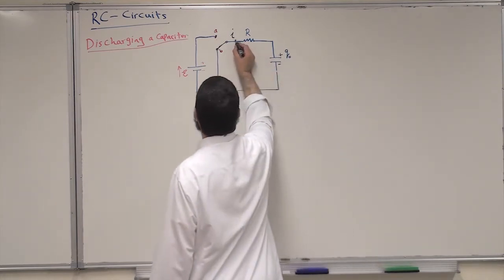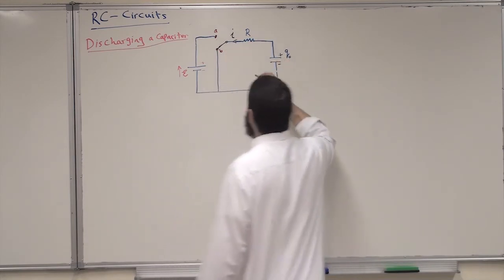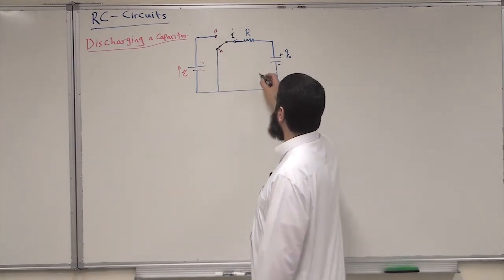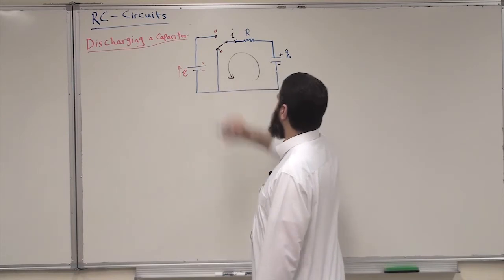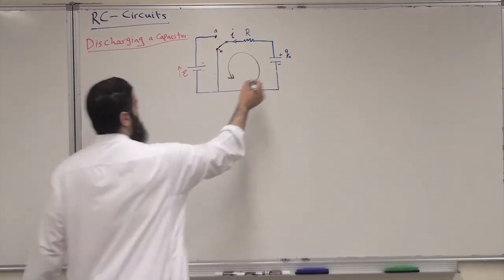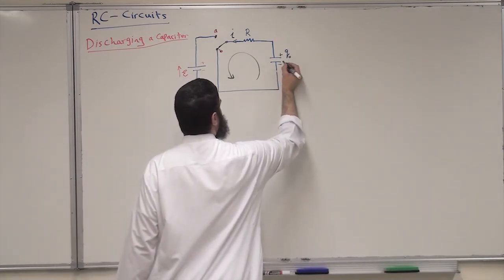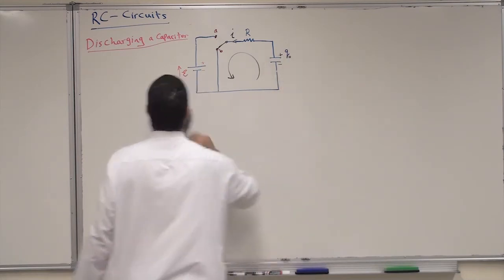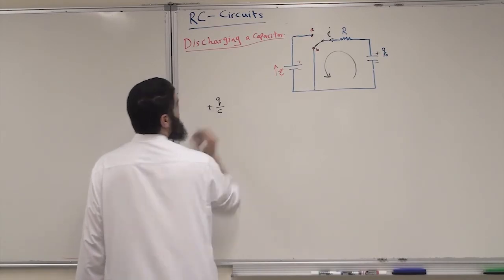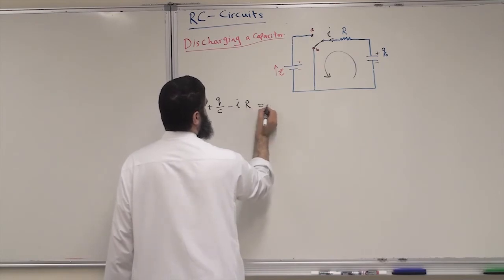Okay, and the current is passing this way because the negative charges will go that way, and the conventional current will be opposite to the motion of the negative charge. So the current is going this way, and we can apply the loop rule in this direction, and we can write that, as we move from the negative to the positive, how much is the potential change. So this is plus Q over C minus I R. This is equal to 0.